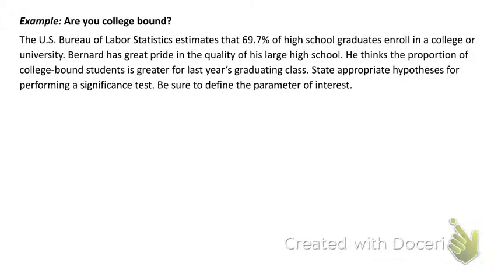All right, next, let's look at this problem. Are you college bound? The U.S. Bureau of Labor Statistics estimates that 69.7% of high school graduates enroll in a college or university. Bernard has great pride in the quality of his large school. He thinks the proportion of college-bound students is greater for last year's graduating class. State the appropriate hypotheses for performing a significance test, and be sure to define your parameter of interest. Again, we're going to have a null and an alternative hypothesis. Now, what is this problem about? Proportion. This is about proportion, so we should use P.